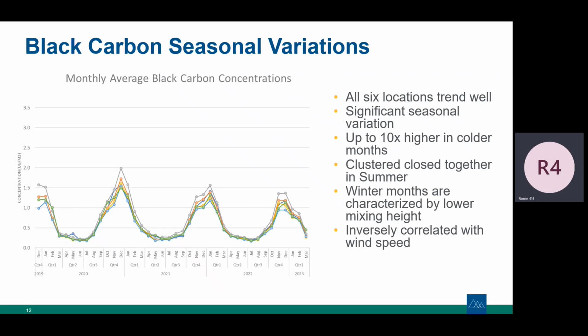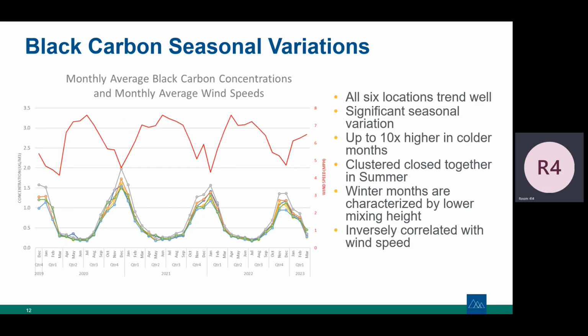A lot of this can be explained by meteorology, pretty much all of it, right? In winter, we have lower mixing heights, so there's less volume for the pollutants to go, so higher concentrations. We also generally see lower wind speeds in winter. And this red line here shows our monthly average wind speeds. Pretty obvious inverse correlation between concentration and wind speed. Dispersion.